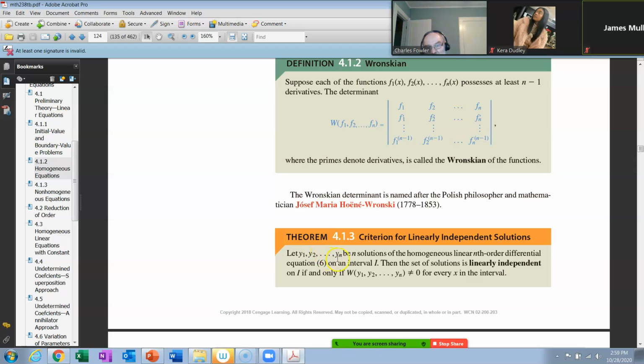If y1, y2, y3, all the way up to y sub n are n solutions for this homogeneous linear nth order differential equation, that's number 6, the homogeneous one, on some interval I, then the set of solutions is linearly independent on that interval I if and only if that Wronskian right there is not equal to 0 for every x in the interval. Every x in the interval. Okay? So there we're kind of melding our linear algebra with our differential equations because we're doing a determinant.